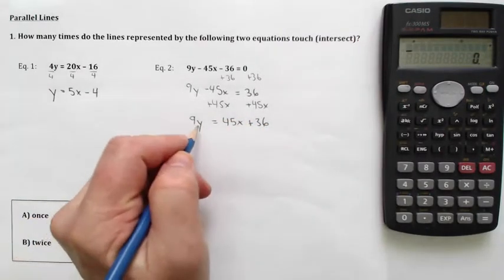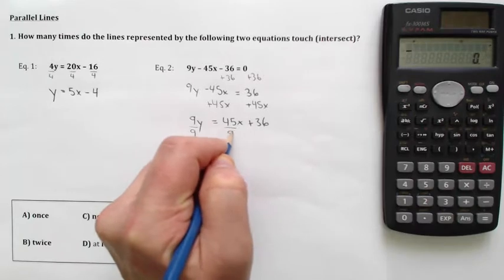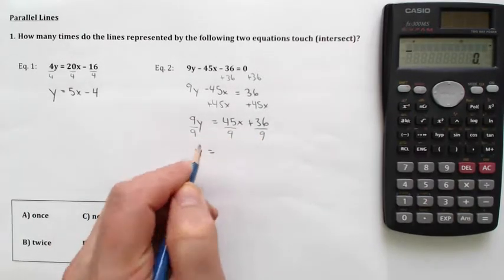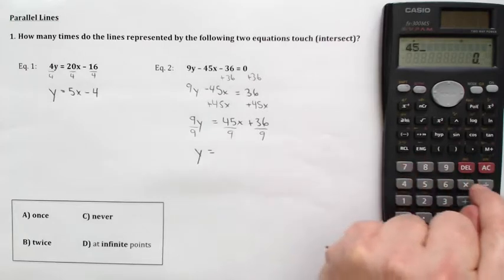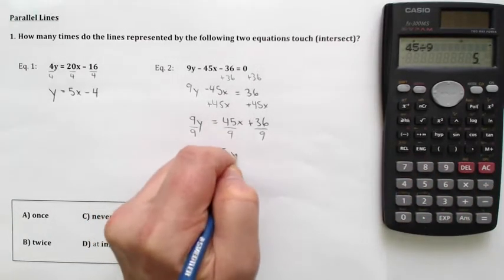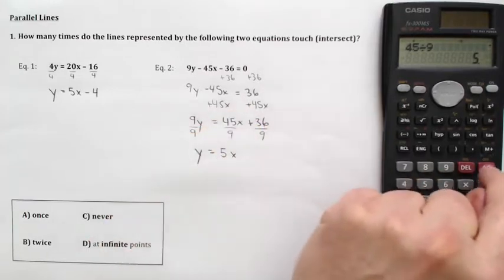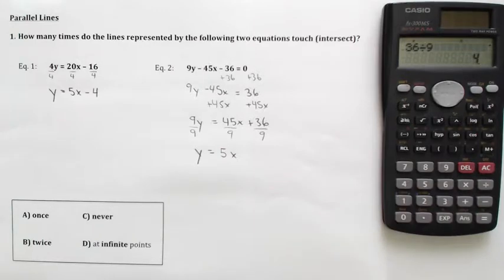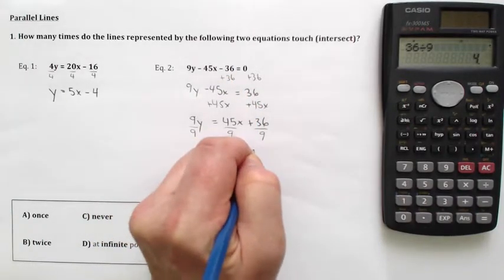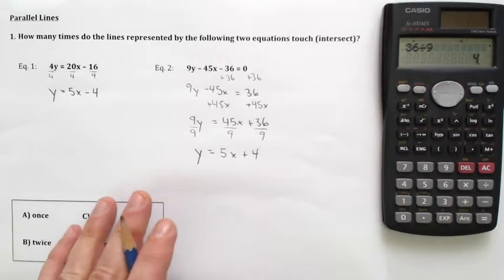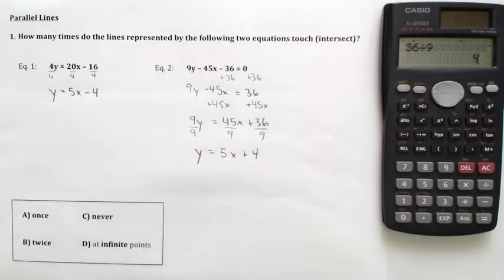And now, of course, I'll do the division of the 9, and that's going to leave me with y equals 45 divided by 9. You guessed it, 5x plus 36 divided by 9, which is 4. So now that we've got these two isolated, we can actually start to think about what the question means.